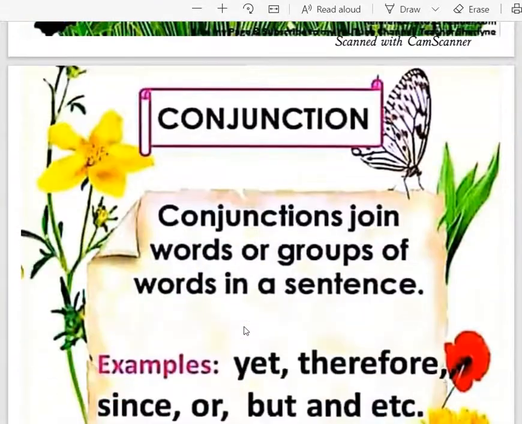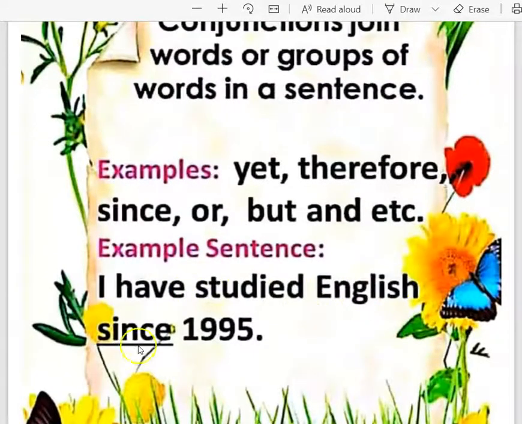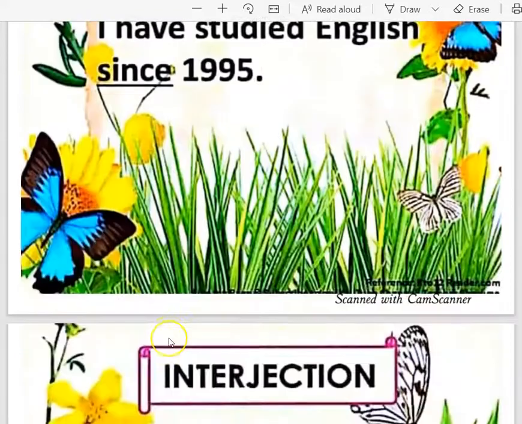Okay. Now, next one is conjunction. Conjunction is the joining words. Okay. Any two words if you want to join, or any two sentences you want to join, that you can join with the help of conjunction. Conjunctions join words or group of words in a sentence. Like you can use the conjunctions like yet, therefore, since, or, but, and, etc. Okay, I have studied English since 1995. Now, there can be the sentence I have studied English. Okay, and you want to join 1995 also with that. So I have studied English since 1995.